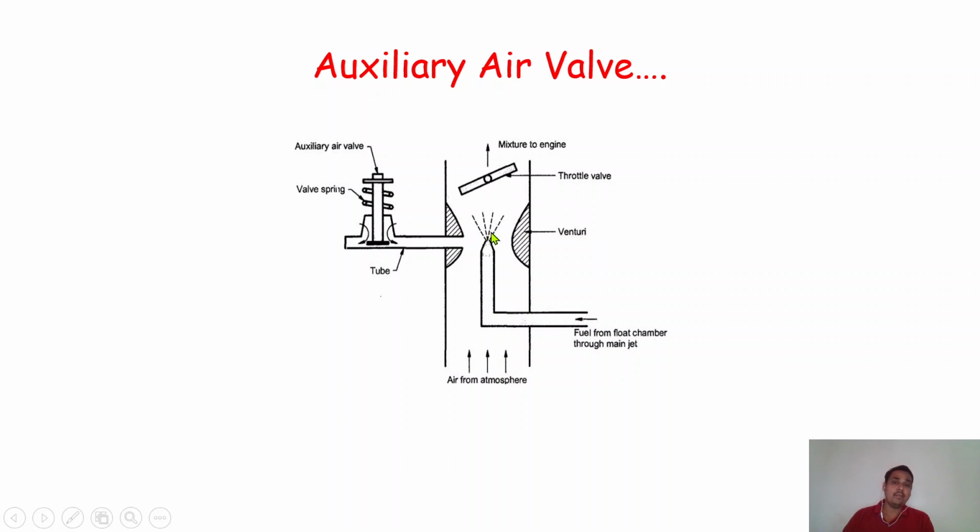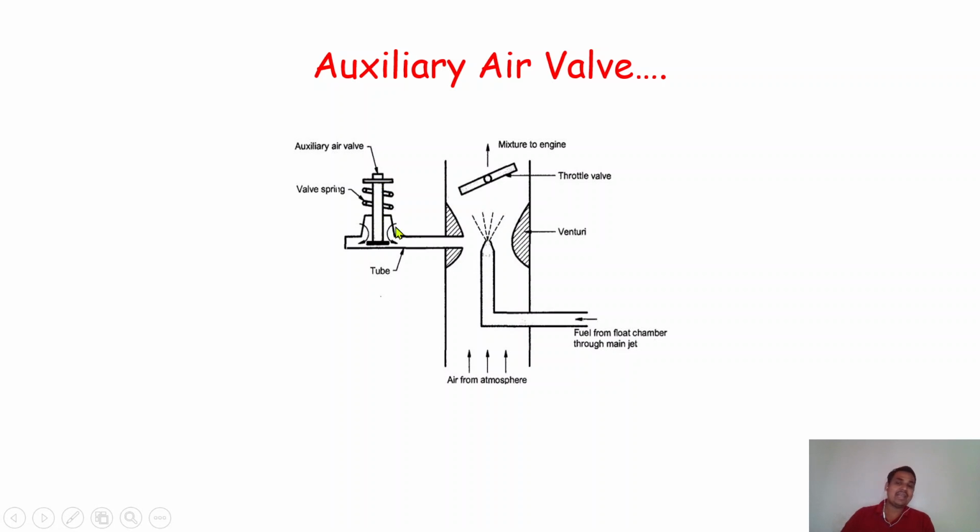Sometimes, because of different road conditions and different working conditions, the pressure inside this throat section is very much low, and more fuel will come up because of the very low pressure. More fuel starts to supply from the jet of the carburetor, and then again a richer mixture will be supplied to the engine cylinder. So to avoid such things, we have to use some auxiliary air valve.